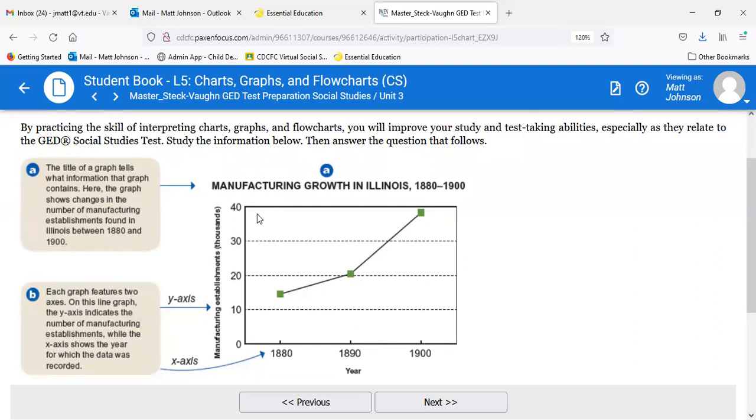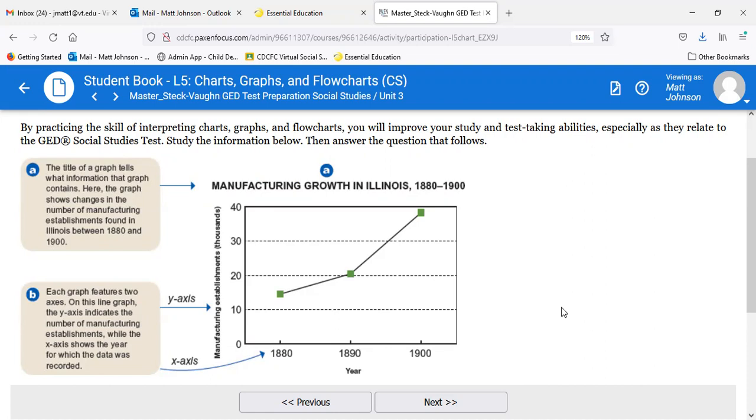And over here, our first text box at the top says the title of a graph tells what information that graph contains. Here, the graph shows changes in the number of manufacturing establishments found in Illinois between 1880 and 1900. And the next box says each graph features two axes. On this line graph, the y-axis indicates the number of manufacturing establishments, while the x-axis shows the year for which the data was recorded.